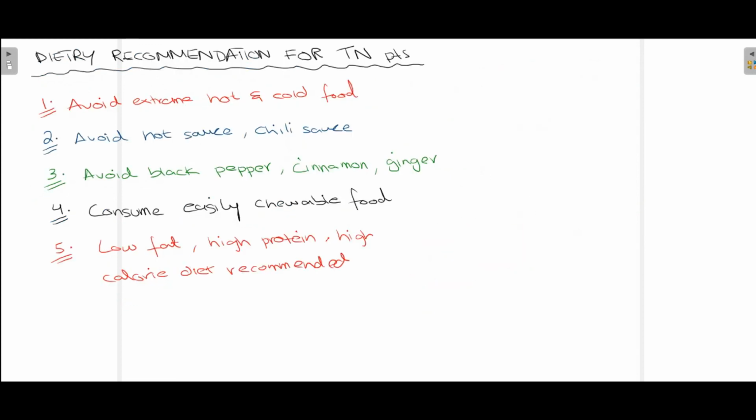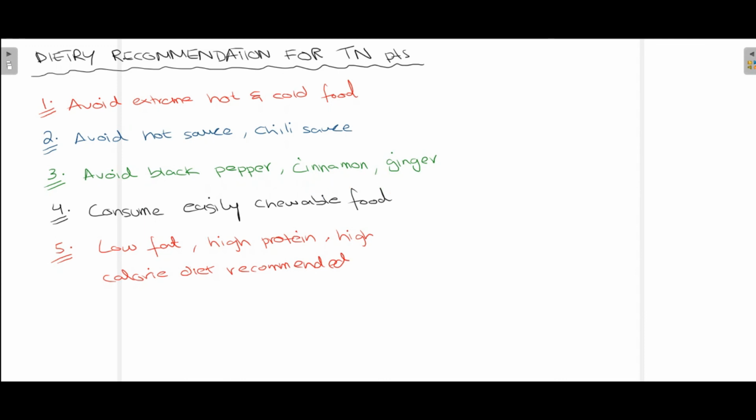Now lastly, talking about the different dietary recommendations which are given to the patients who are suffering from trigeminal neuralgia. Firstly, these patients are instructed that they should avoid eating extremely hot and cold food because this might trigger their symptoms. They are also advised to avoid hot sauce and chili sauce because these trigger the symptoms. They should also avoid eating black pepper, cinnamon and ginger.